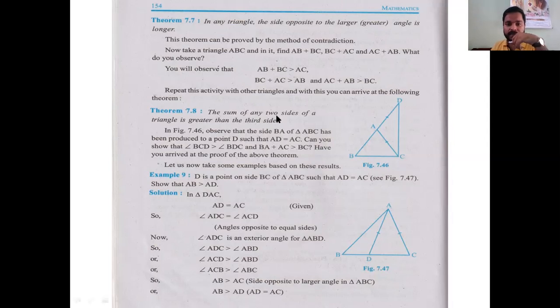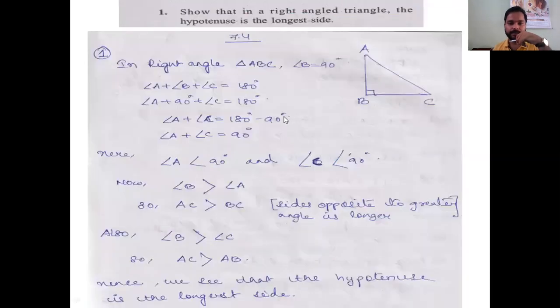Here you see the sum of any two sides of a triangle is greater than the third side. That means what? You have three sides. The sum of two sides will always be greater than the third side. We know this. Okay, we studied maybe in 5 or 6. So, and this is a truth. The sum of any two sides of a triangle is greater than the third side. Okay. Next, question number 1.